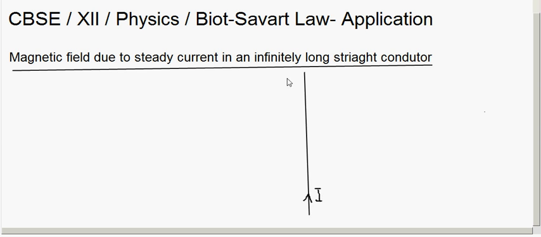Now for this, what we do is, let us consider a small current element, say dl. dl is the small current element. First we will find out, due to this current element, what is the magnetic field at some point P, and P is at a distance r from the current element.